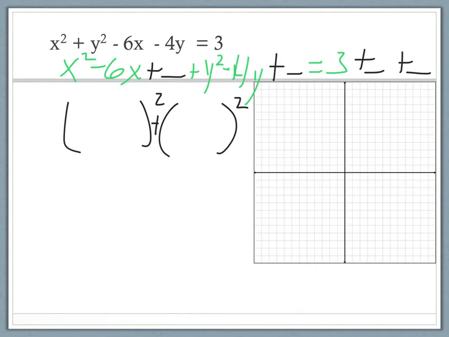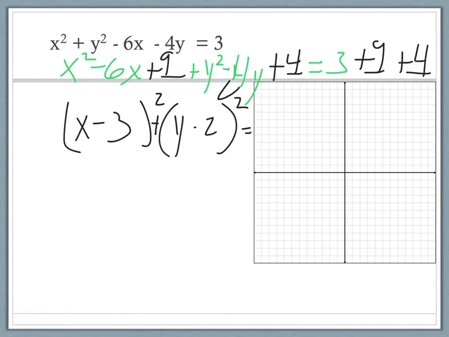So let's set this up. I'd always set this up so that you know where you're going to fill in your blanks. Half of -6 is 3, so x minus 3, square it, which will be 9. Then I have y minus 2, because half of -4 was 2. Square that is going to be 4. So if I added 9 to one side, I have to add it to the other side. If I added 4 to one side, I have to add it to the other side. Now 3 plus 9 plus 4 is 16.